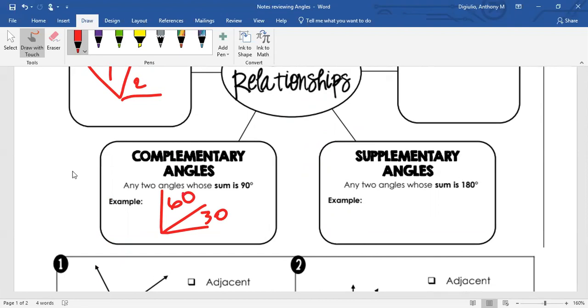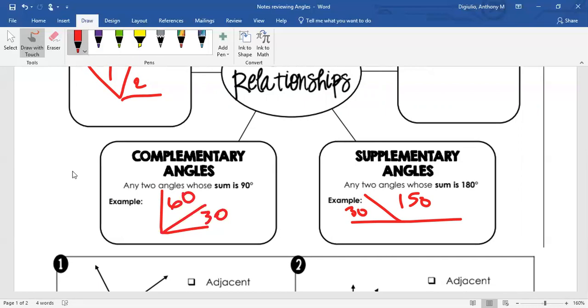Supplementary is going to be two angles that add up to 180. They kind of connect with linear pair. They're a little bit different, but I always think of them together a little bit. It might look something like this, where this angle is 30 and this angle is 150. Those two would add up to 180, so they're going to be supplementary angles. We'll talk about the difference between that and linear pair in just a second.